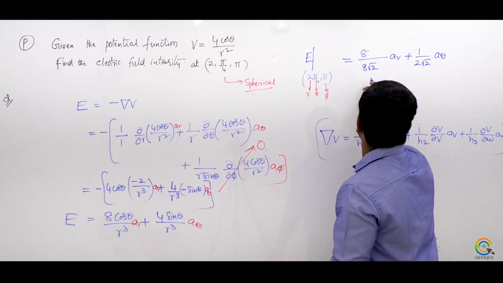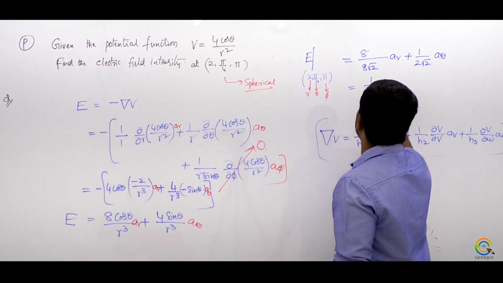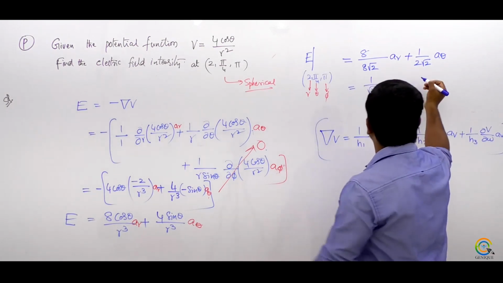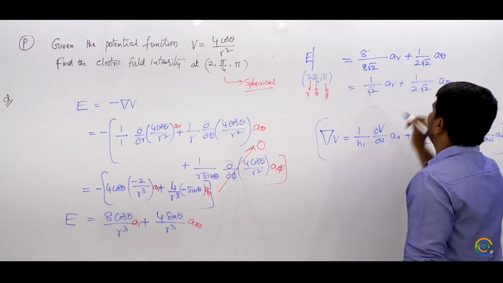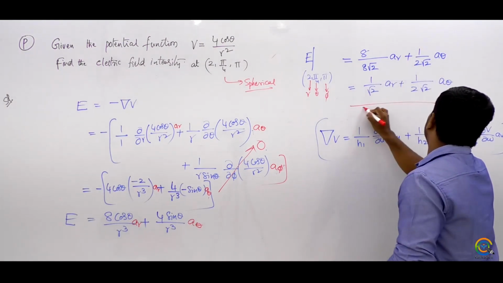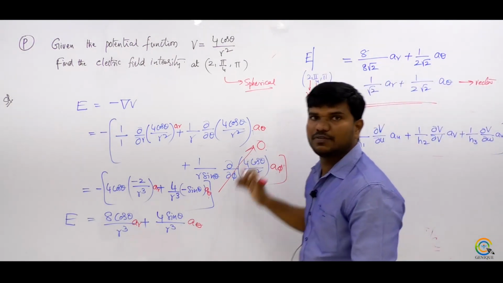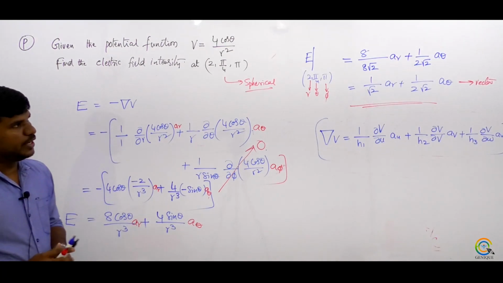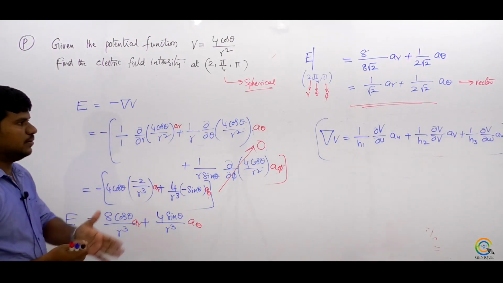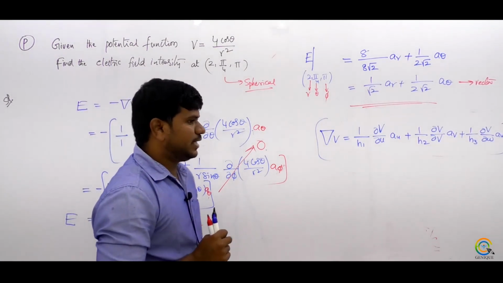Okay, you can further simplify this. Observe this. What it will be? 1 divided by root 2 a_R plus 1 divided by 2 root 2 a_theta. So that means what? It is a vector quantity. Already we know electric field is a vector quantity. Understand? So 1 by root 2 a_R plus 1 by 2 root 2 a_theta. So like this, we have to find the electric field intensity.